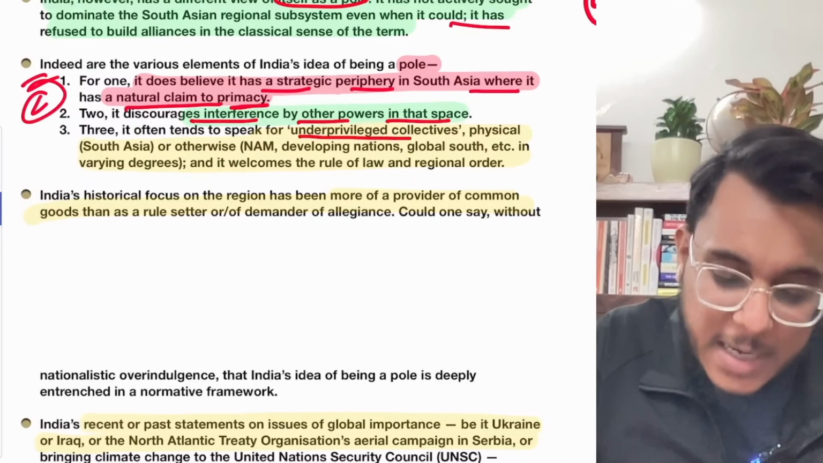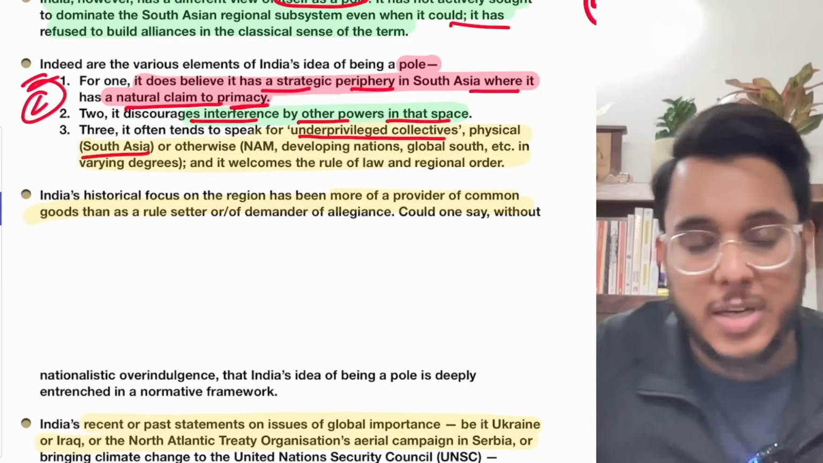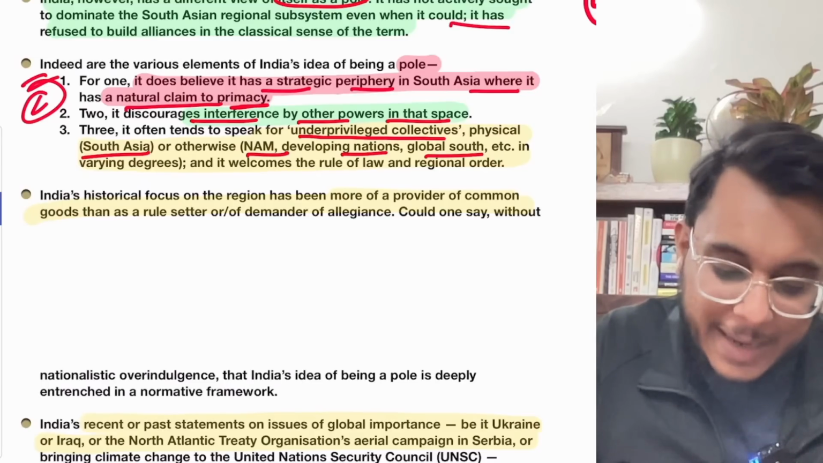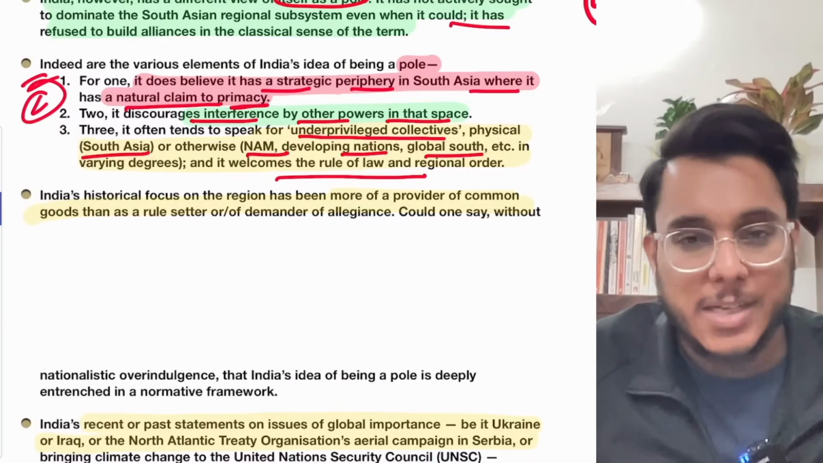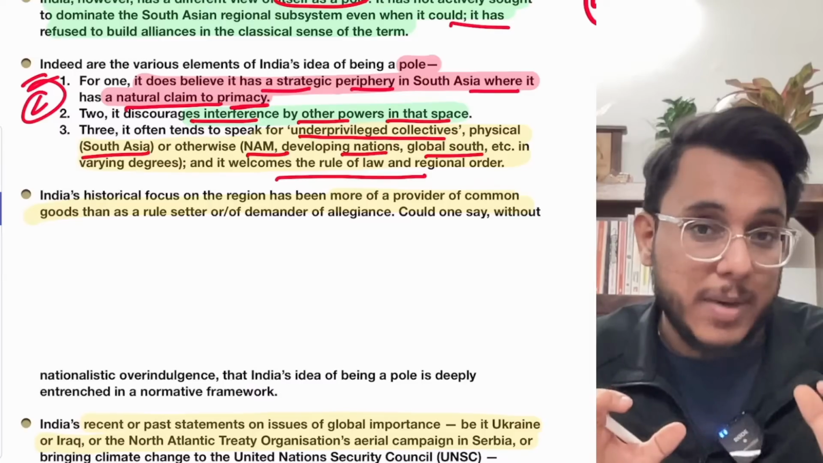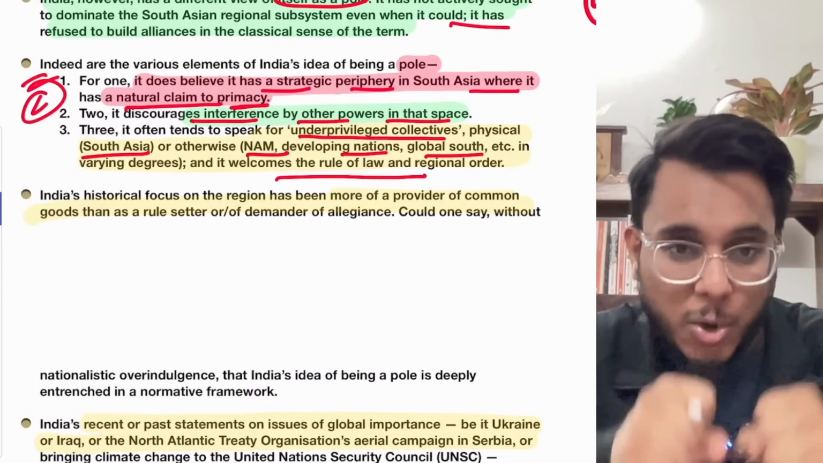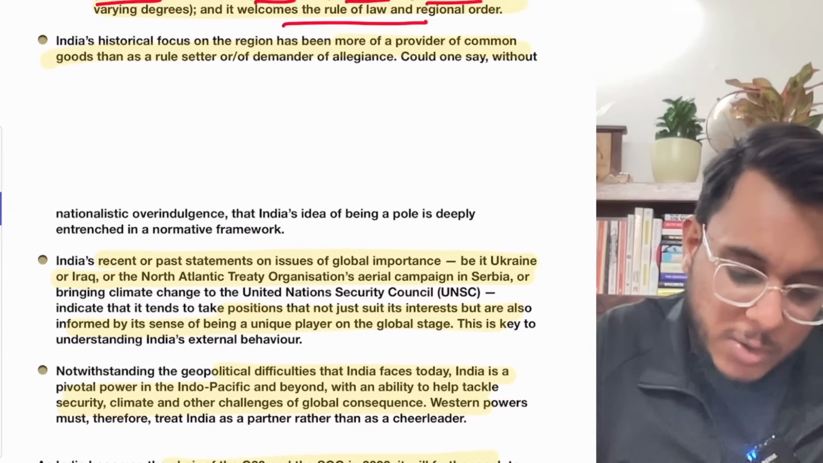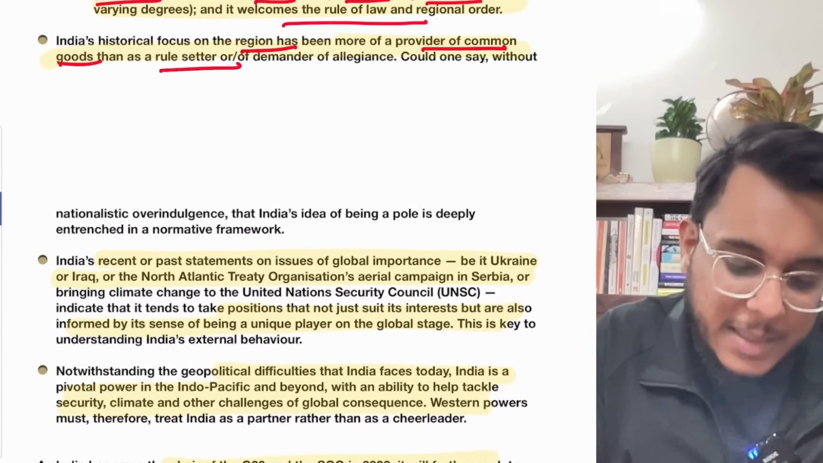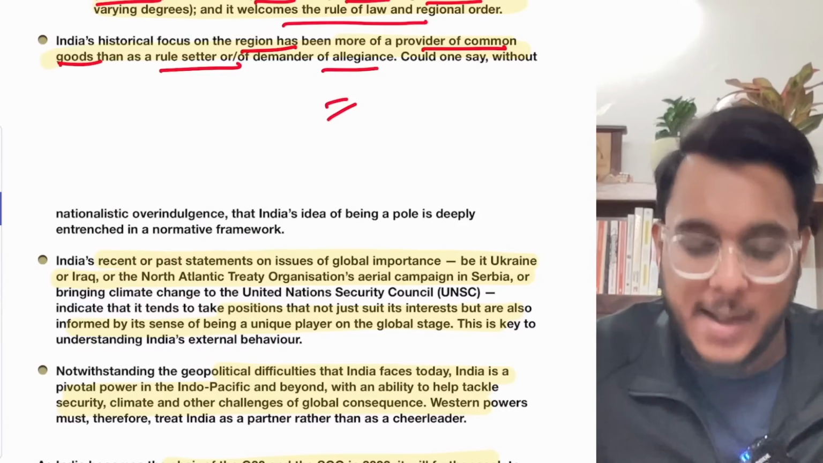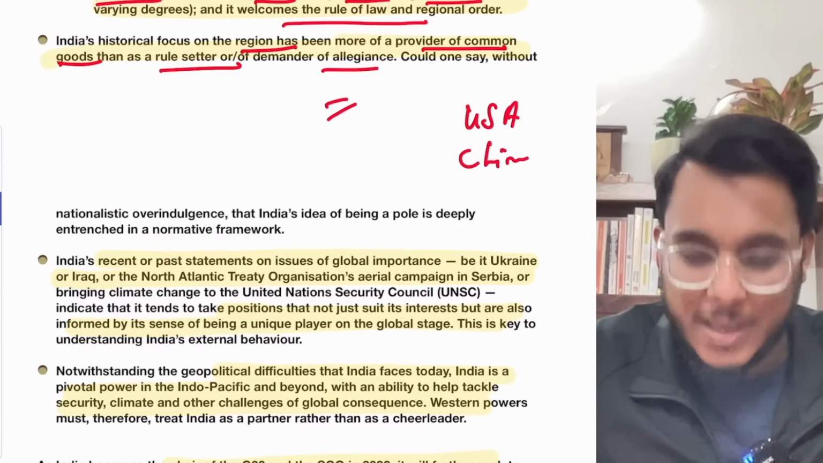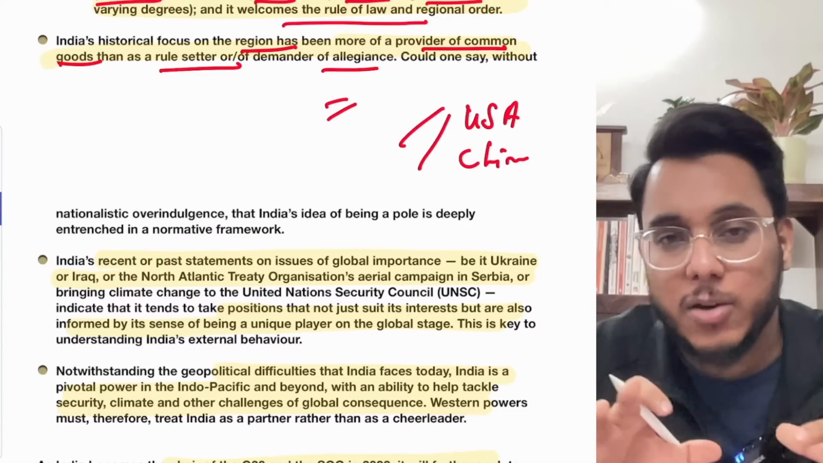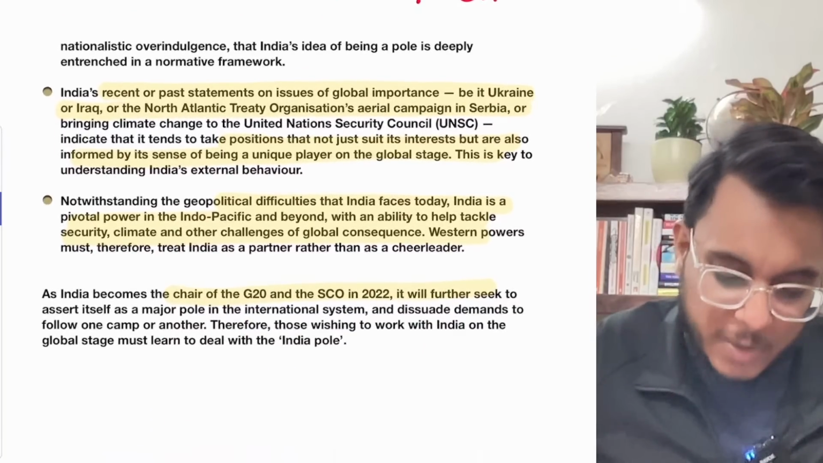India often speaks of underprivileged collectives. For example, South Asian countries which are underprivileged. In the NAM, it talked about the developing nations, the global South. Right now also India is talking about regional law and order. So India is a pole which has been a responsible nation without any power inclination and which is talking about bringing some kind of regional convergence. Now when we talk about India, India's focus on the region has been more of a provider of common goods rather than a rule settler or a demander of allegiance. For example, USA and China ask for allegiance, if they are providing funds or assistance. But India just wants to be a provider of common goods and not a rule settler. Okay, this is something that has happened.